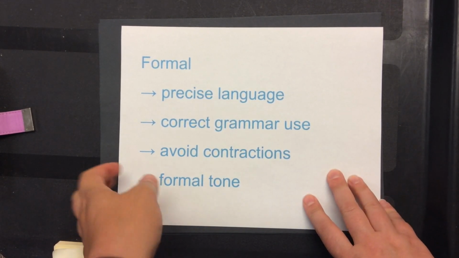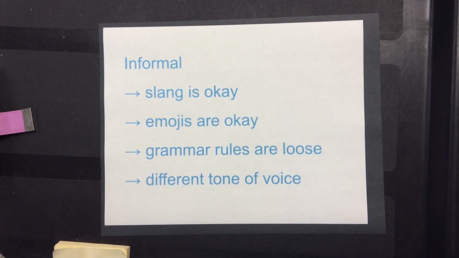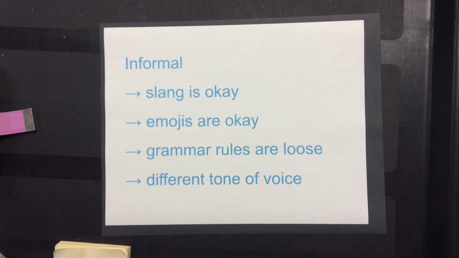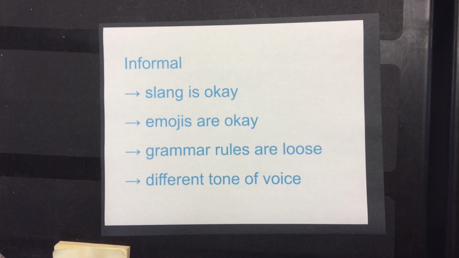Informal language, on the other hand, slang is okay. Emojis are okay if you're sending an email or a text. Grammar rules are loose. It doesn't really matter if you're not following all of them. And there's a different tone of voice, a really informal tone of voice. I think that you can probably tell right away if you think about the difference between texting or messaging one of your friends or sending an email to a friend compared to what an email should look or sound like if you're sending one to a teacher or to Mr. Petrusma. That's probably not, I sure hope not, going to look and sound the same.